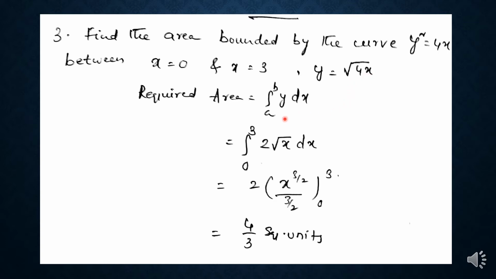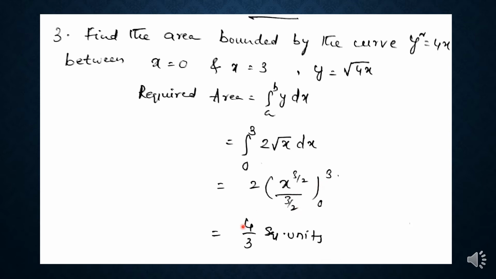So what is the required area? That is integral a to b y dx. This is the formula. So the required area is equal to integral a to b y dx, that is integral 0 to 3 of y, which is 2 root x, dx. So 2 into integral root x dx, that means integral x to the power of 1 by 2 dx is x to the power of 1 by 2 plus 1, divided by 1 by 2 plus 1, that is x to the power of 3 by 2 by 3 by 2, from 0 to 3.